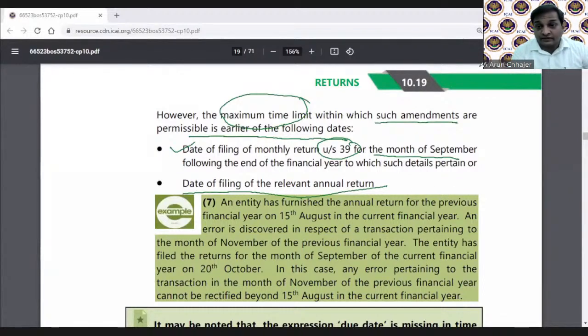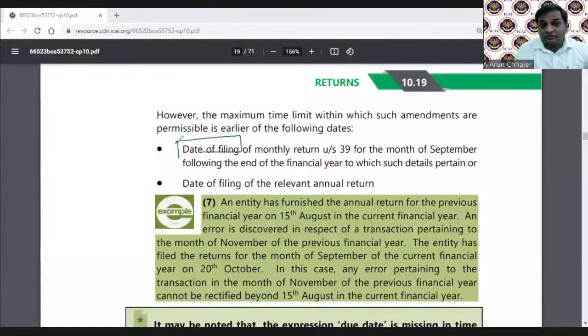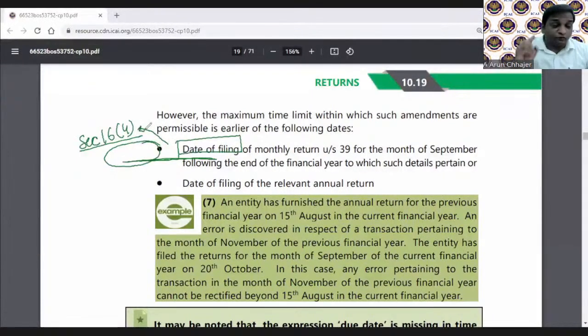Please note one thing here, they are talking about the date of filing. If you recall or compare this with section 16 subsection 4, the last day to take the ITC, can anybody tell me what is the difference if I compare this provision with 16.4 of ITC?